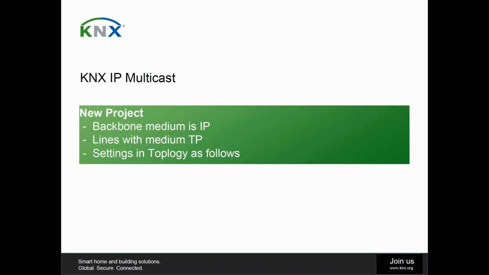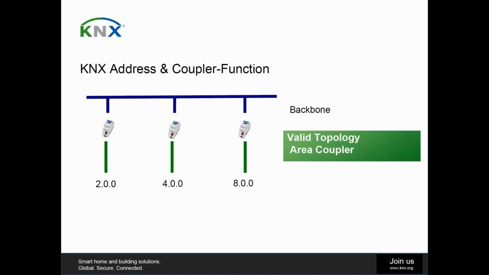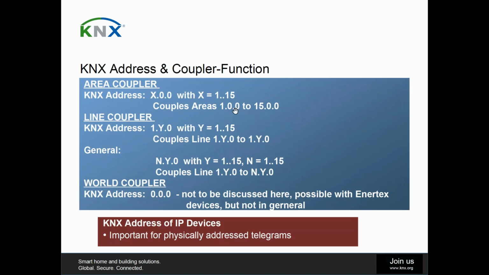And for the topology, the first thing is of course doing it for the TP side. So either as a line coupler or, I'll go back just a moment, as an area coupler. Again, you can couple all areas from 1.0.0 to 15.0.0, or as a line coupler, starting from one to another, like this here, from 1.y.0 to 1.y.0. But this means, of course, it must not be the same. It could be better like this here.